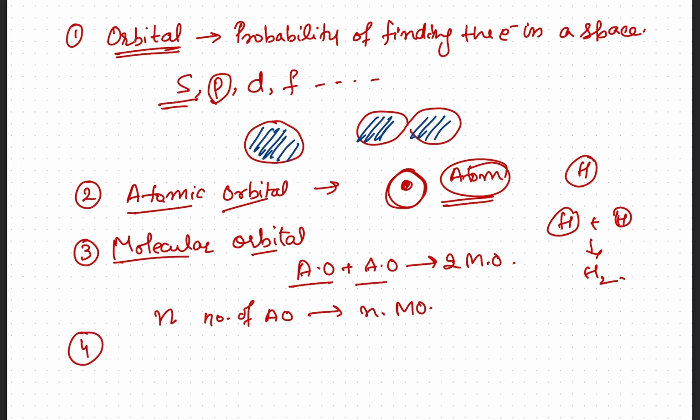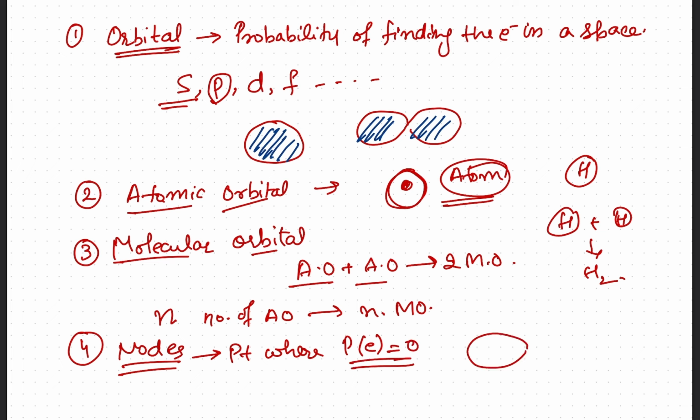Then the fourth concept is nodes. What are nodes? These are the points where the probability of finding the electron is 0. For example, in this p orbital, these points are nodes. Here there is no probability of finding the electron, meaning the electron is only present in this space.